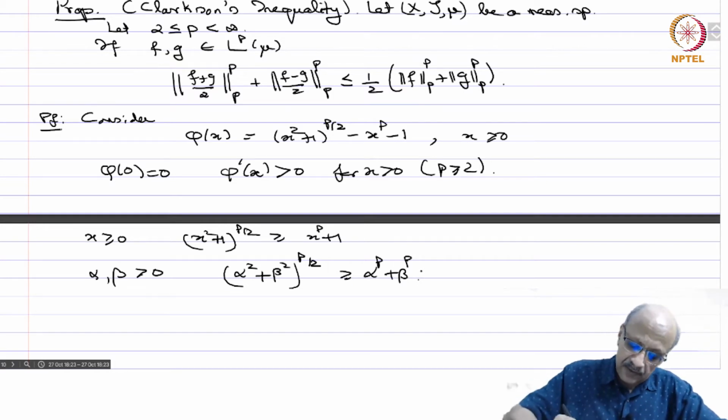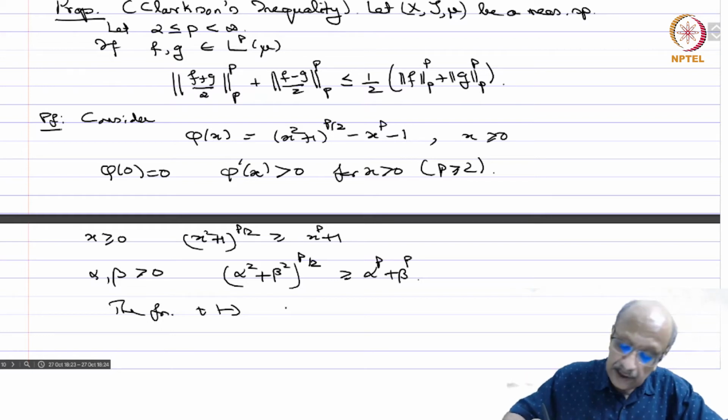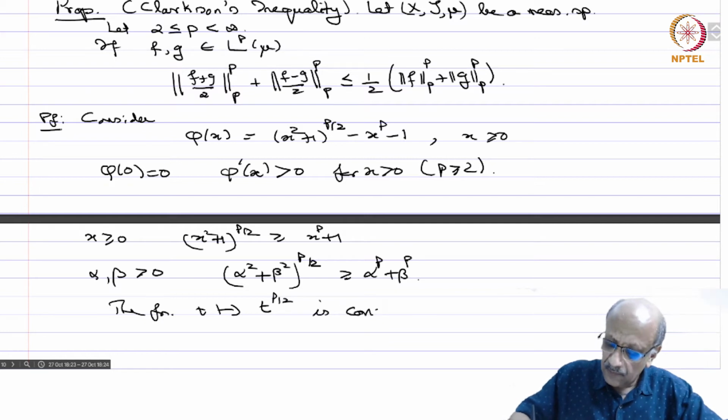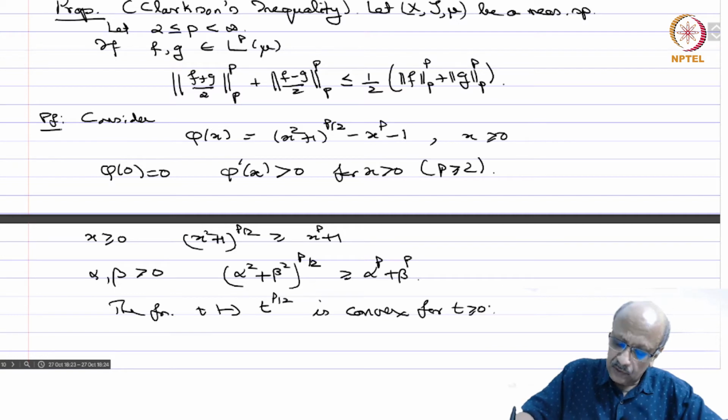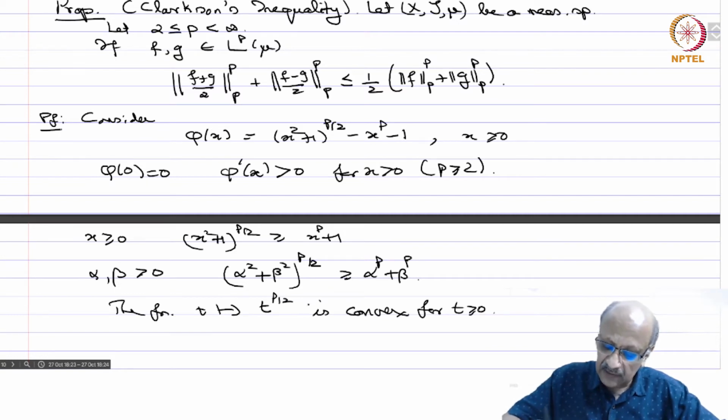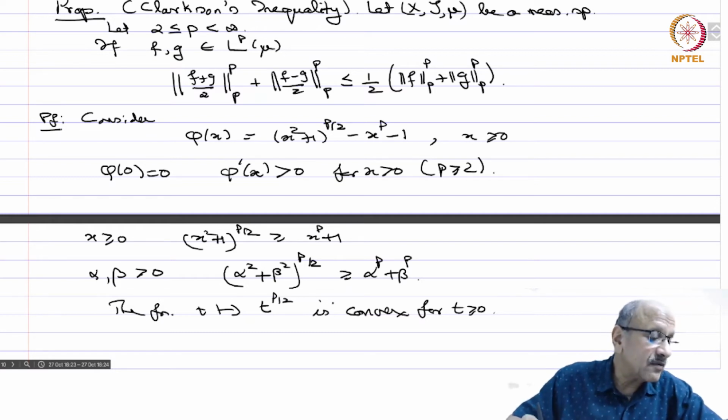The other thing which we want, so this is one. The second thing which we want is that the function t going to t to the P by 2 is convex for t greater than or equal to 0. So all you need to do again is to take the second derivative of this function, and then because P is bigger than 2, you will get the second derivative is positive, non-negative, and therefore you have the convexity.